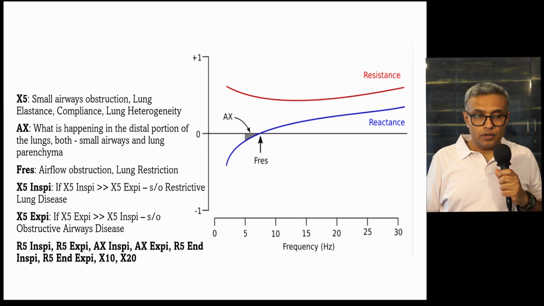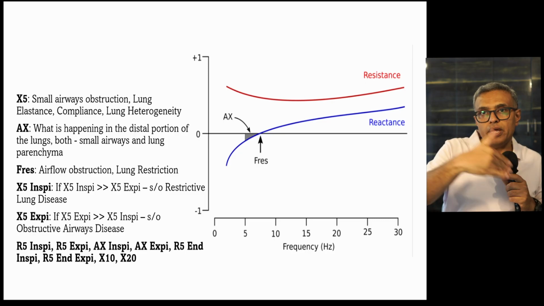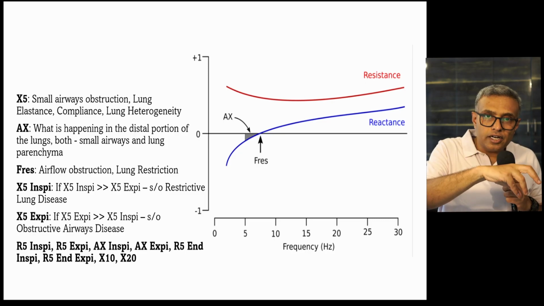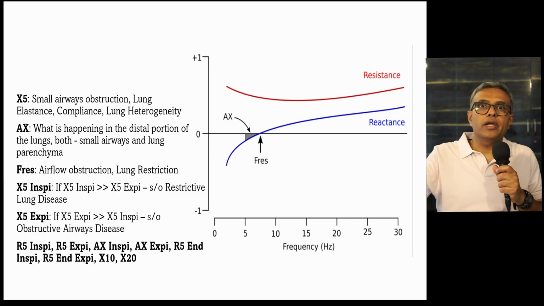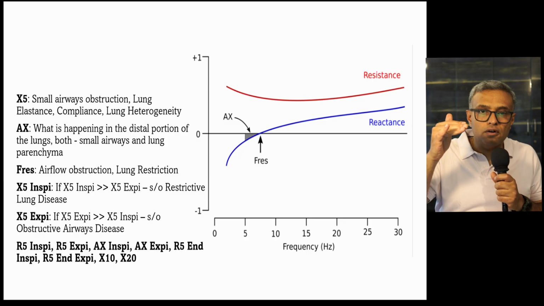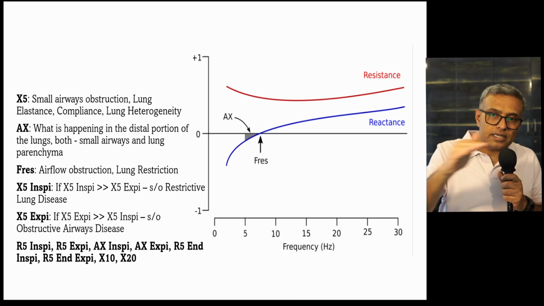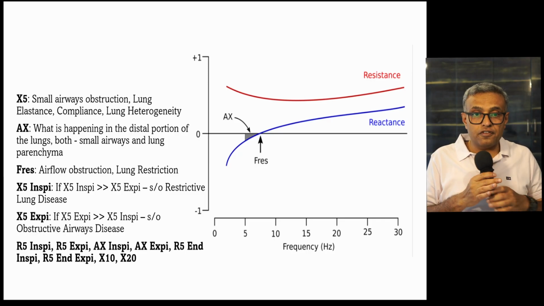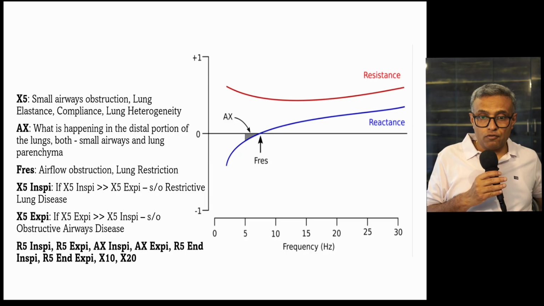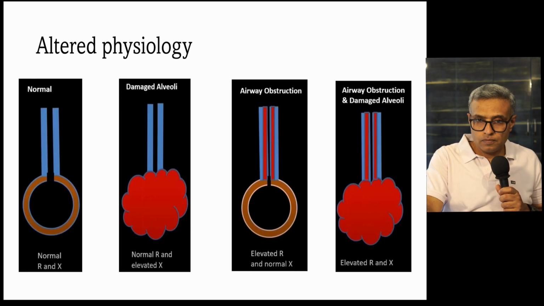Frequency resolution, and that is, we spoke about the compliance and the inertance and why they are depicted in the negative form and why in the positive format, right? The phase shift from negative to positive is the frequency resolution, and that, to the X and Y mark, will give you the resistance and reactance. FRES, the airflow obstruction and the lung restriction, is depicted by that.